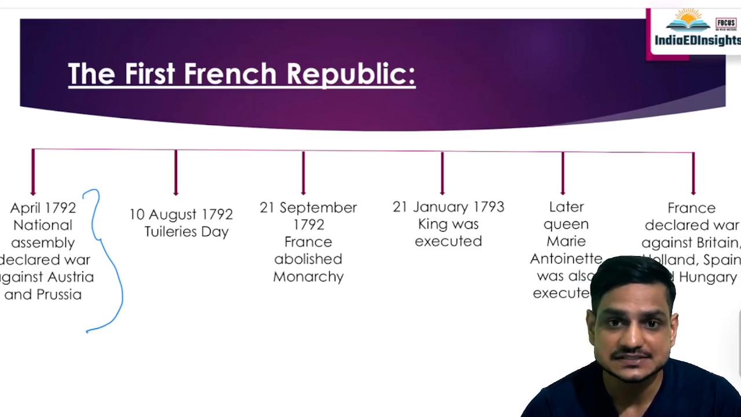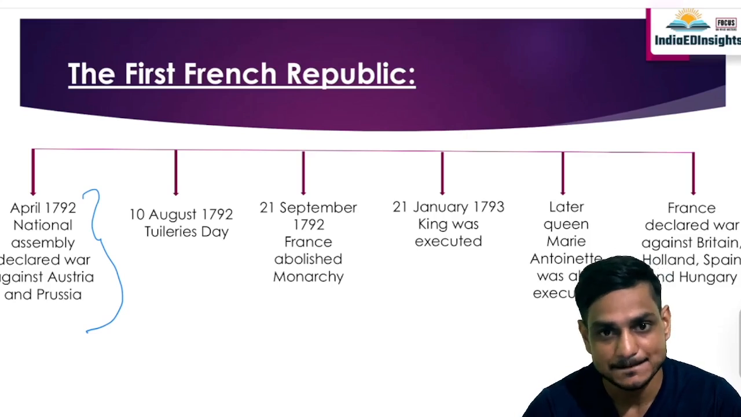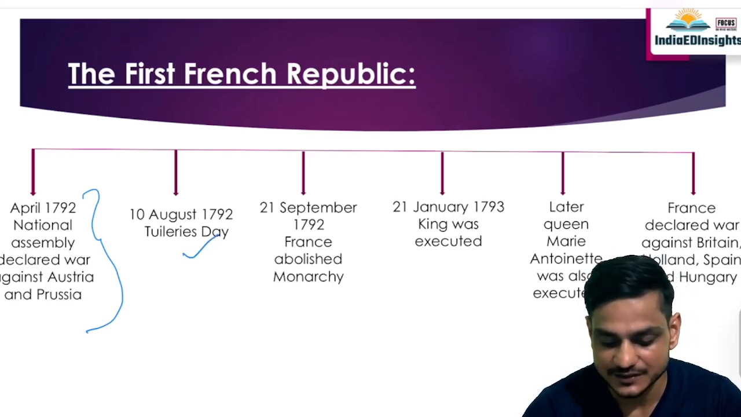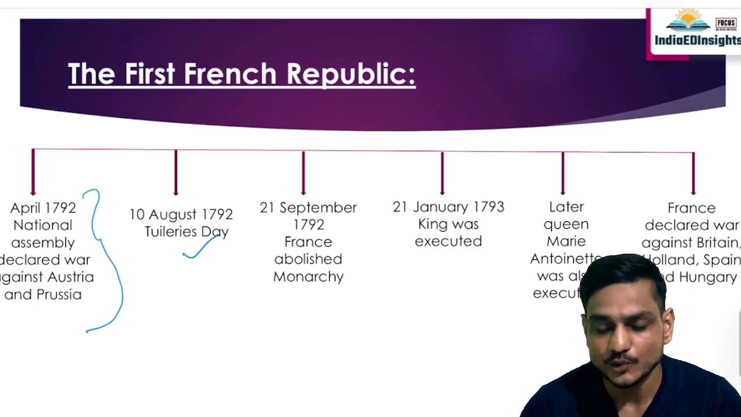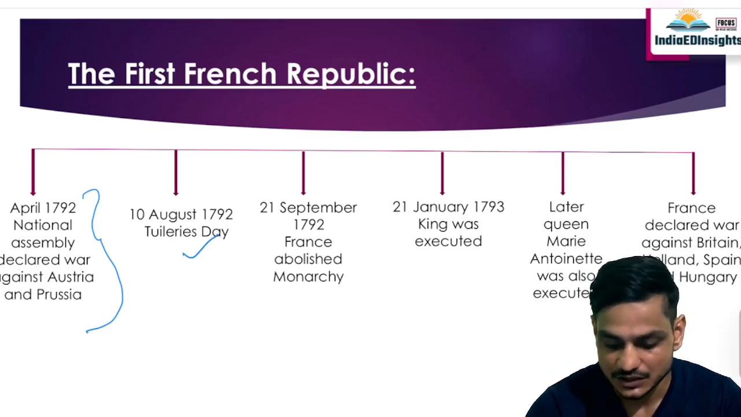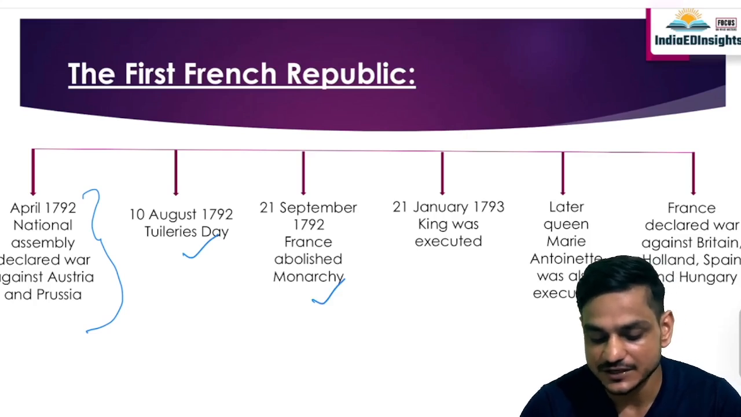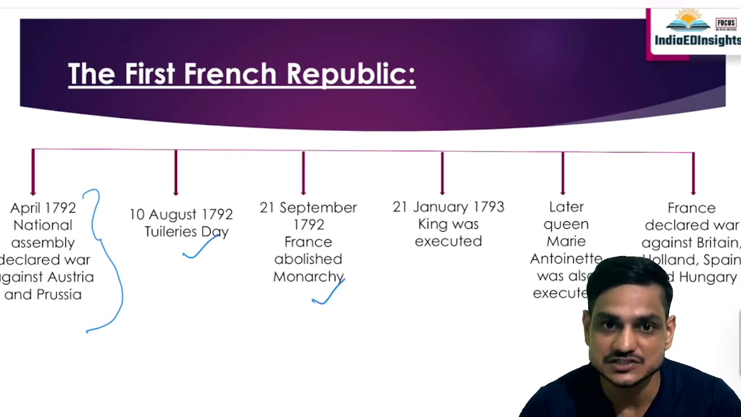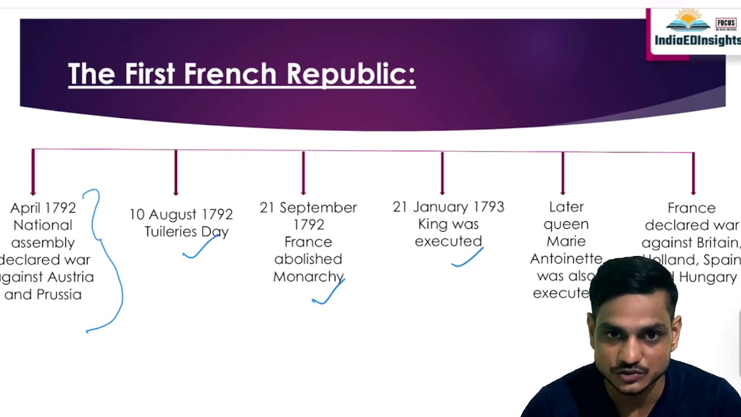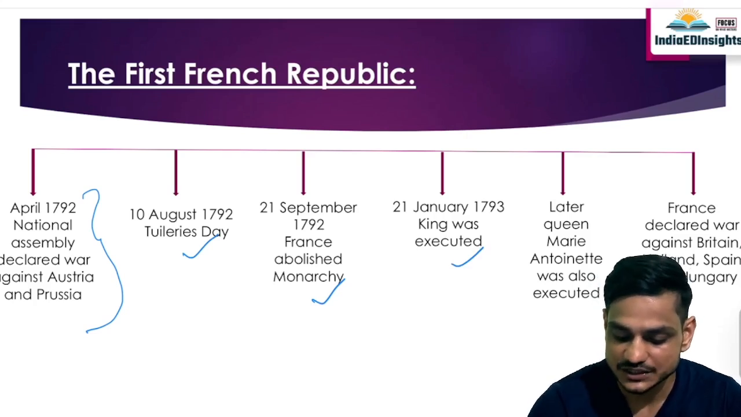So what happened? In April 1792, the National Assembly declared war against Austria and Prussia. And next, 10 August 1792, Tuileries Day. This we will discuss in detail. On 21st September 1792, France abolished monarchy and France became a republic. 21st January 1793, the king was executed.